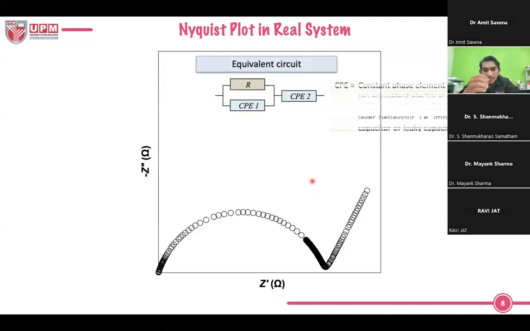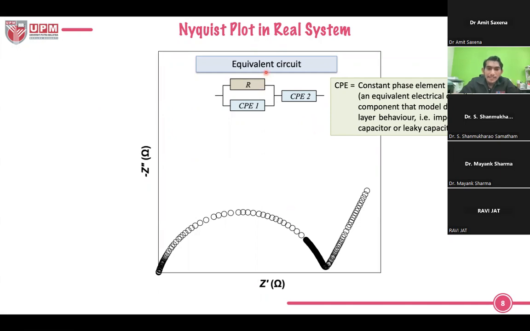Okay, and this plot can be assigned to a circuit consisting of a resistor in parallel with a constant phase element and in series with another constant phase element. The constant phase element is an equivalent circuit component that models double layer behavior. It is an imperfect capacitor, also known as a leaky capacitor. It is not a perfect capacitor, right?